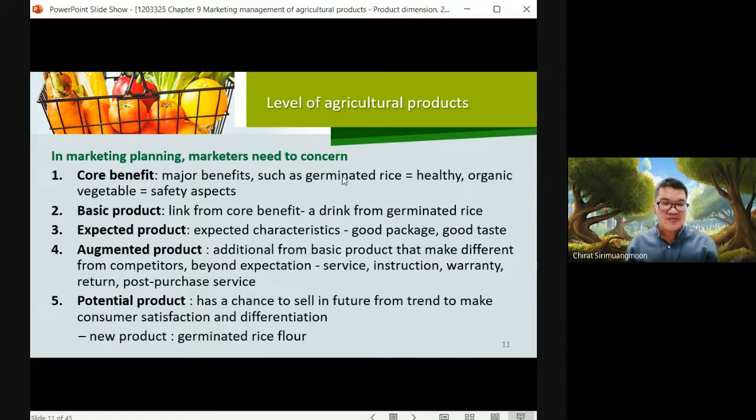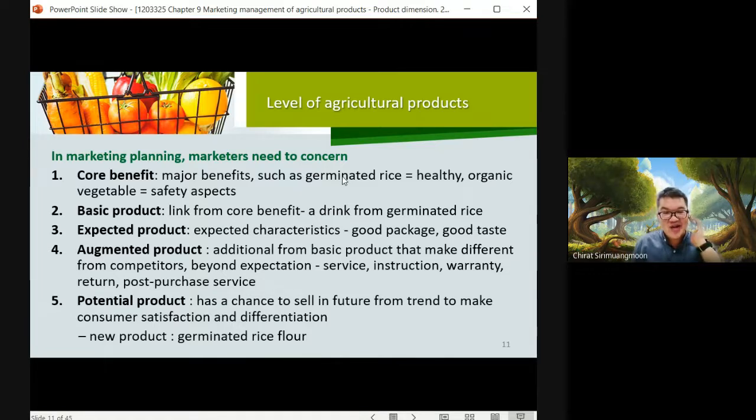Then think about the basic product. The basic product is linked from the core benefit, but it's not the ultimate goal. For example, in the case of germinated rice, the basic product might be the drink or the flour or maybe a food product made from germinated rice. So it's the normal product, but the core benefit is the ultimate thing that you need.